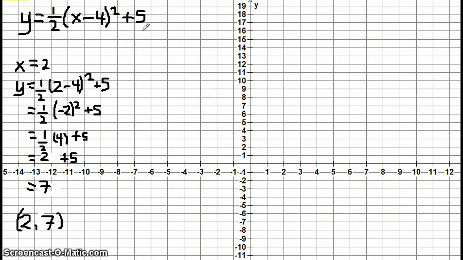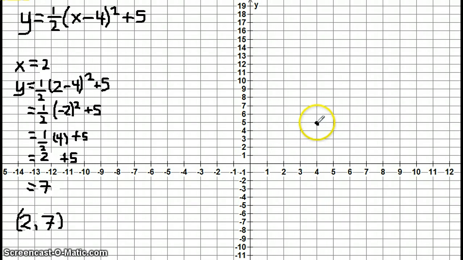Okay? Another way to think of it is to think of transformations. So the vertex form shows us the transformations very easily. The half means that it's wider. The minus 4 means it shifts right 4, and the plus 5 means it goes up 5. So if you imagine the shifting is the only thing that changes your vertex from y equals x squared, and the vertex is at 0, 0, if you shift right 4 and up 5, you're right here.